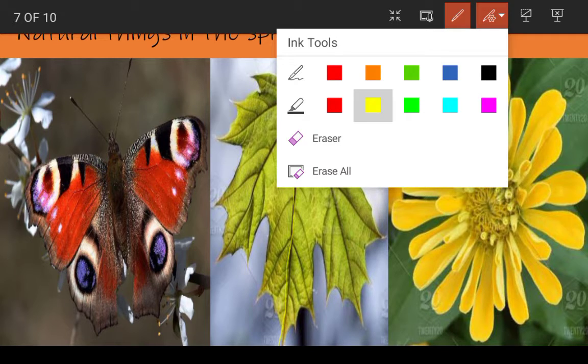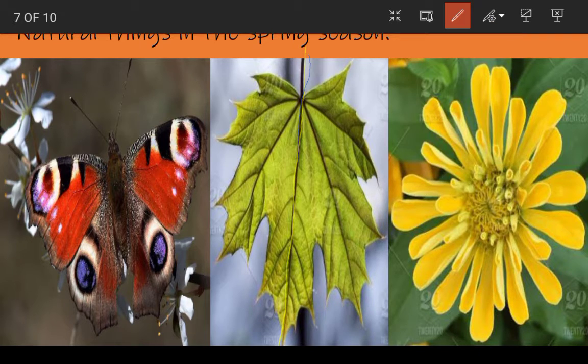Let me change the color so that you can see. Yeah, I hope you are able to see it now. Yeah, now you are able to see. So this also follows the line of symmetry, because when you fold the leaf, it will give you the same line and two parts.